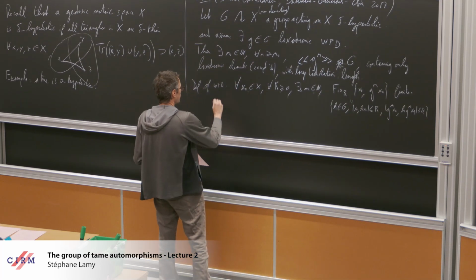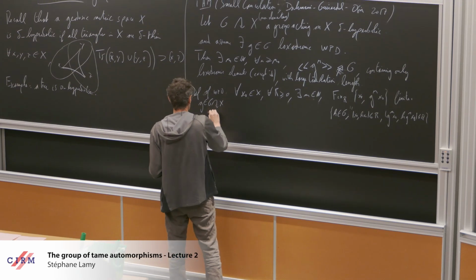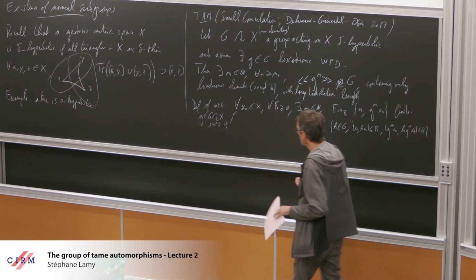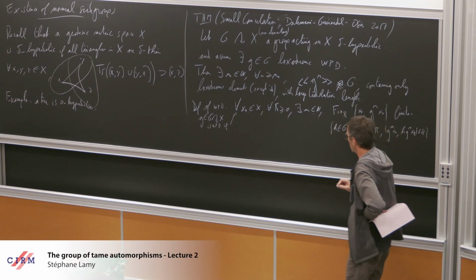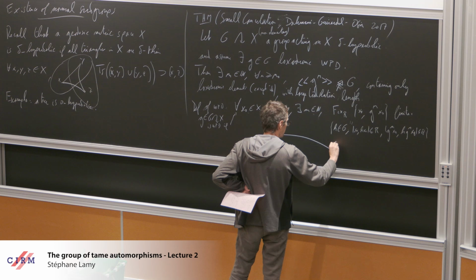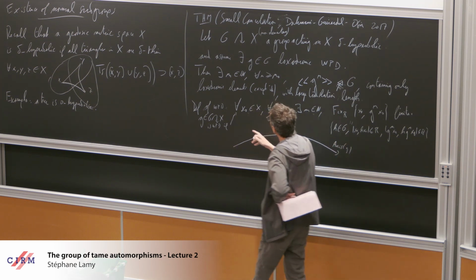So g in G acting on X is WPD if that holds. So the picture is you have your axis. g should be loxodromic first.